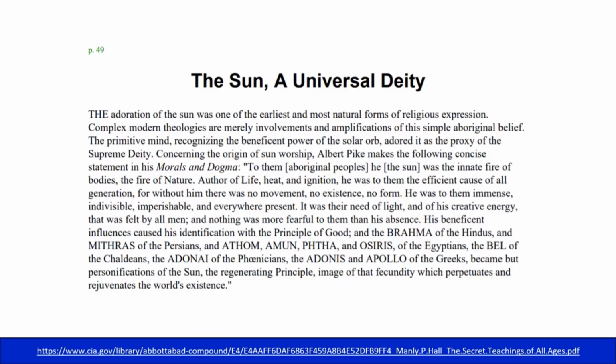His beneficent influences caused his identification with the principle of good and the Brahma of the Hindus and the Mithras of the Persians, Atham, Amun, Pitha, Osiris of the Egyptians, Bel of the Chaldeans, Adonai of the Phoenicians, Apollo of the Greeks. So they've given us a lot of help here. Here it actually tells you, we can see that Apollo is the same thing as Bel. Well, Bel is Baal, and Baal we've already identified as Zeus. And then we go over here, we've got Osiris. Well, that's the Egyptian god. Haven't you noticed? Oh, Mithra. We've got Mithra over here too. Are you starting to notice here all these names that I'm bringing up as sun gods? They all seem to have the same imagery when I show you their symbols.